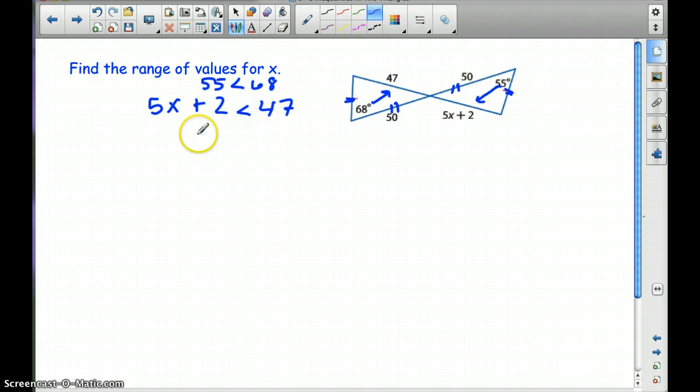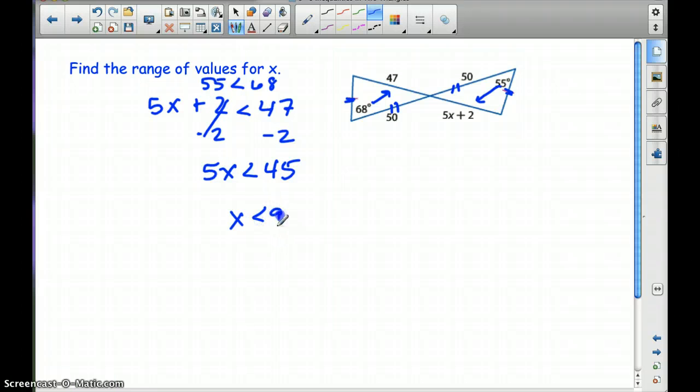Alrighty, so we're going to subtract. So we have 5x is less than 45, so x is going to be less than 9. So we're looking for a range. We know the side length, and I know this is silly. I found this very silly. But we know that the side length has to be greater than 0. We cannot have negative side length.